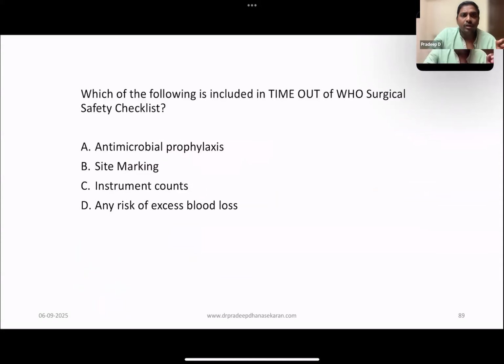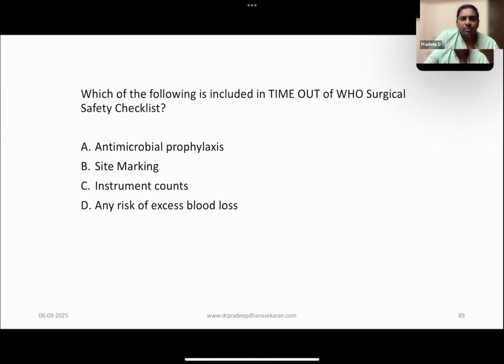Okay. Moving on to the last component, you have the WHO surgical safety checklist. In the WHO surgical safety checklist, at the time of induction, you sign in. Before skin incision, you take a time out. And after surgery, that is called sign out.